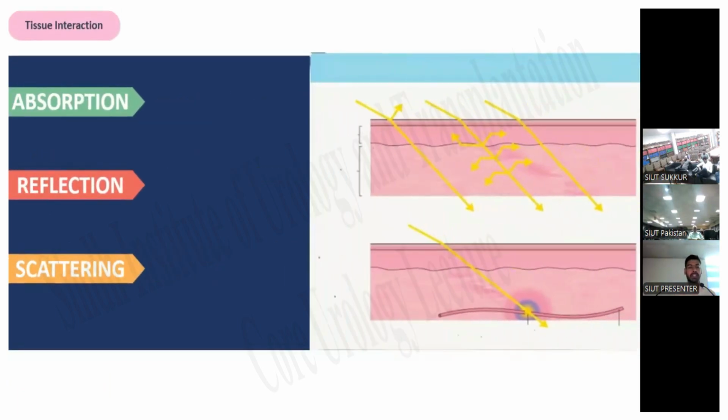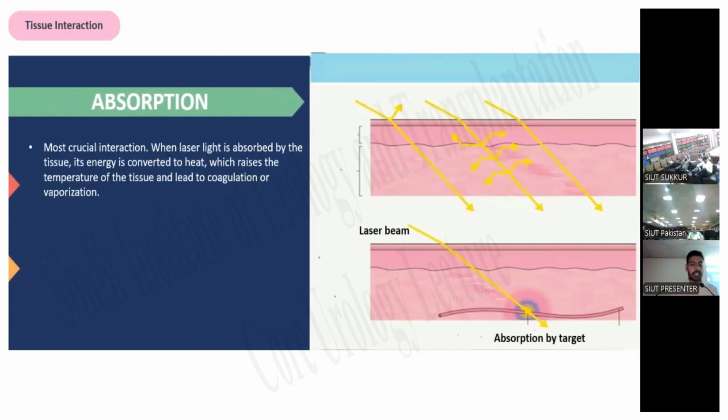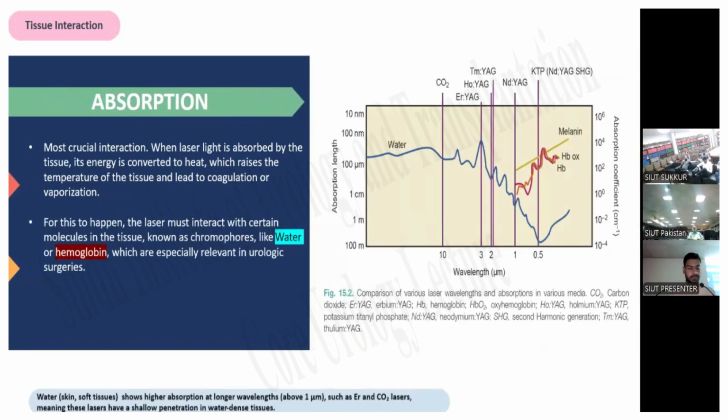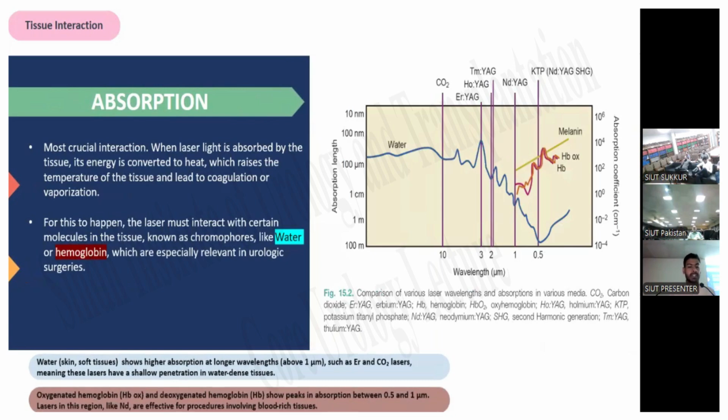So now we'll understand the tissue interaction. How does the laser cause the specific effect that we want? So the most important is absorption. It is the most crucial interaction. Basically, when the laser light is absorbed by the tissue, its energy is converted to heat, which raises the temperature of the tissue and leads to coagulation or vaporization. For this to happen, the laser must interact with certain molecules in the tissue that are called chromophores, among which water and hemoglobin are important, specifically relevant in urological surgeries.